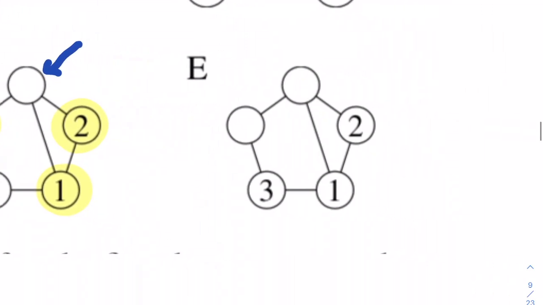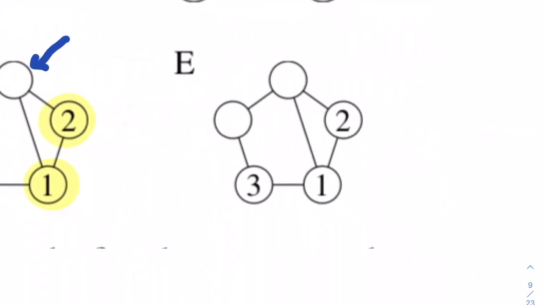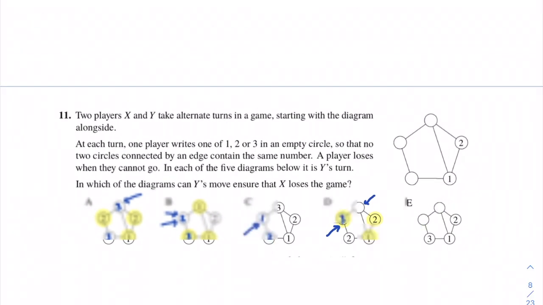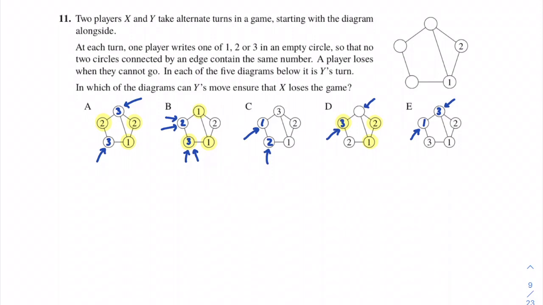So let's just check diagram E. Again, player Y could start here, they could play a 2 here, player X would have to place a 3 here. Player Y could also play a 1 here, but then again, player X could play a 3 here. So player X won't lose in that diagram. So our final answer must be D.